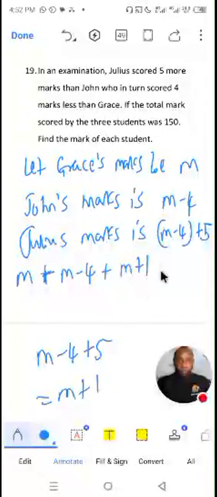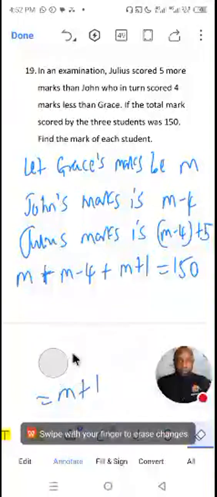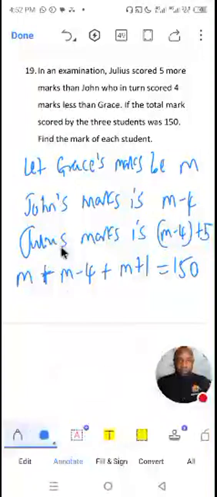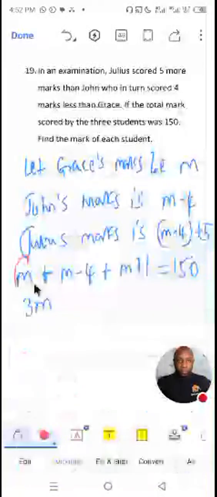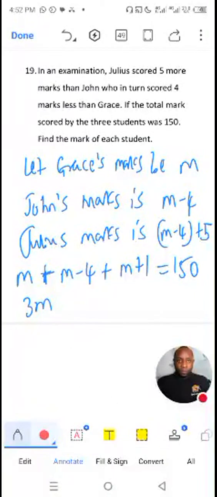And then all is equal to what? Because they said they all scored together 150. So equate the sum to 150. Are you seeing that? Let's erase this and let's move on. So what's the next thing now? M plus M plus M, that's 3M. I've just added all the M's. Now what about the numbers?